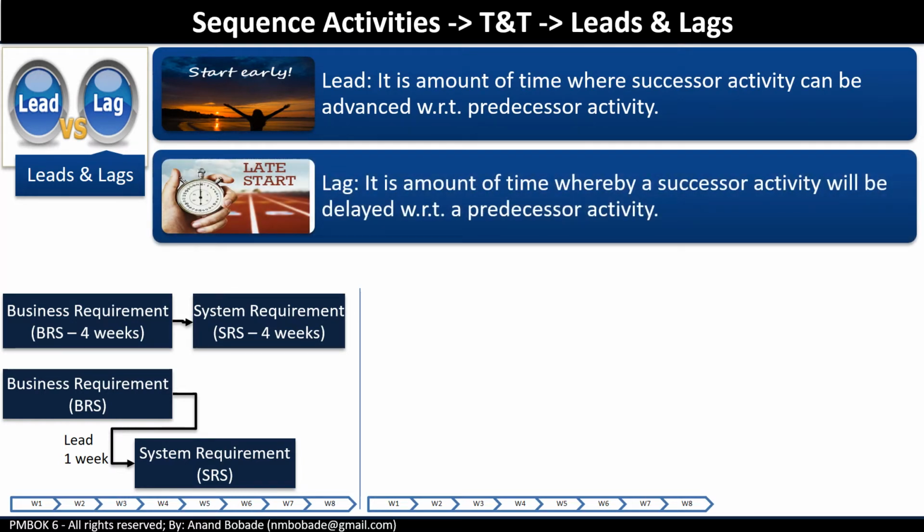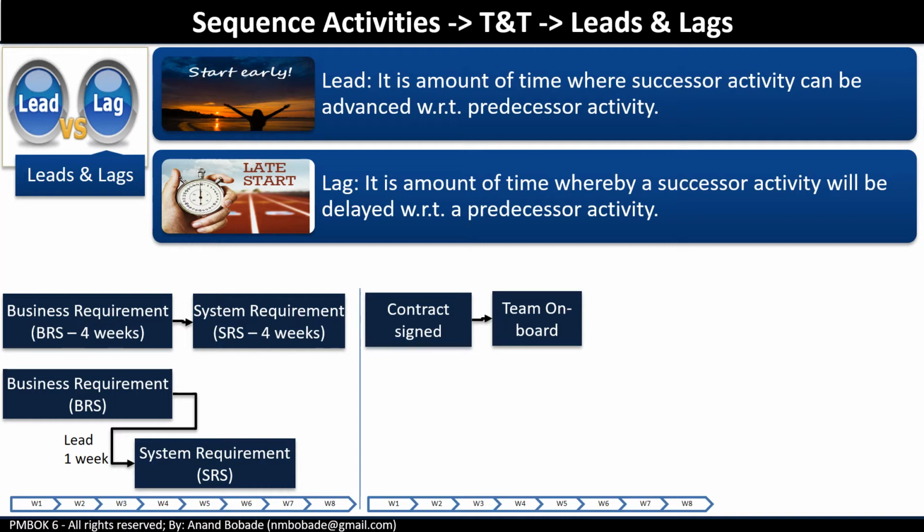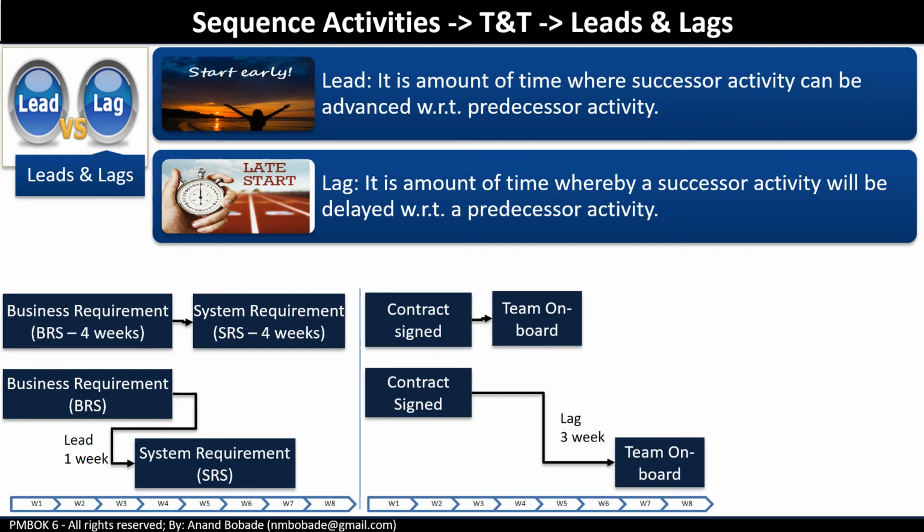A lag is the amount of time a successor activity can be delayed with respect to a predecessor activity. For example, here the predecessor activity is contract sign, followed by a successor activity, vendor team onboarded. Vendor says 3 weeks is a minimum requirement for resource onboarding. Hence, you add a lag of 3 weeks to the successor activity. A 3 week lag for a successor activity means it could only be started 3 weeks after the completion of the predecessor activity. And any delay in signing a contract means delay in team onboarding.